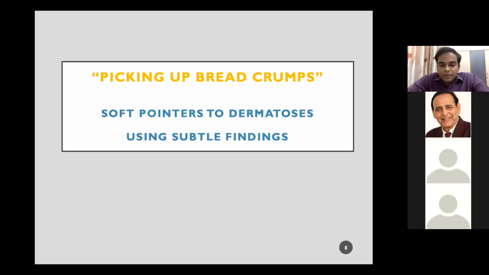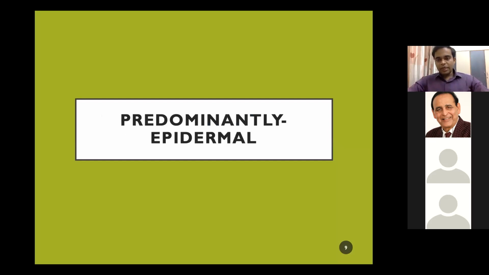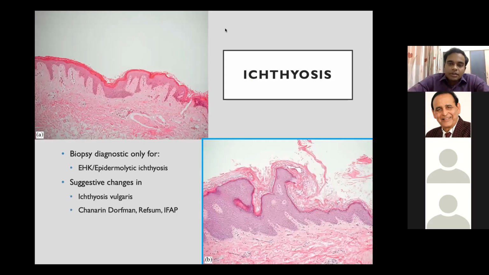So, these are some of the series of cases taken from theory, about which I'll tell you some of the soft pointers. It's like picking up breadcrumbs. I have broadly divided them into predominantly epidermal and predominantly dermal. Starting from disorders like ichthyosis, in which you have clinical involvement which is quite apparent, you have scaling, sometimes fissuring also. Scales can be of so many types. They can be brown or light colored, and so many patterns are there.